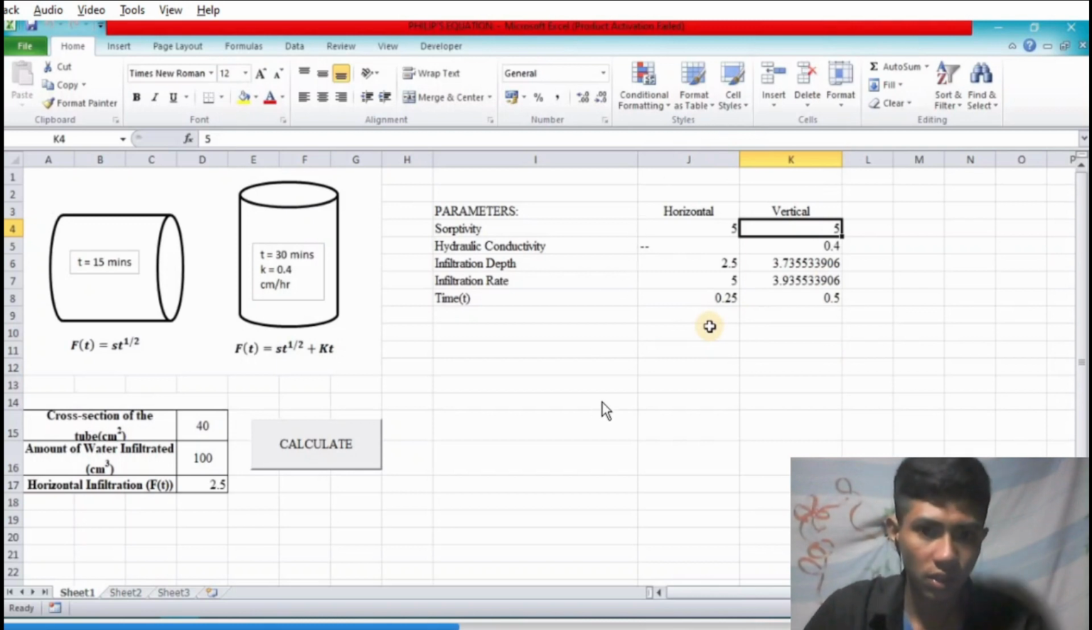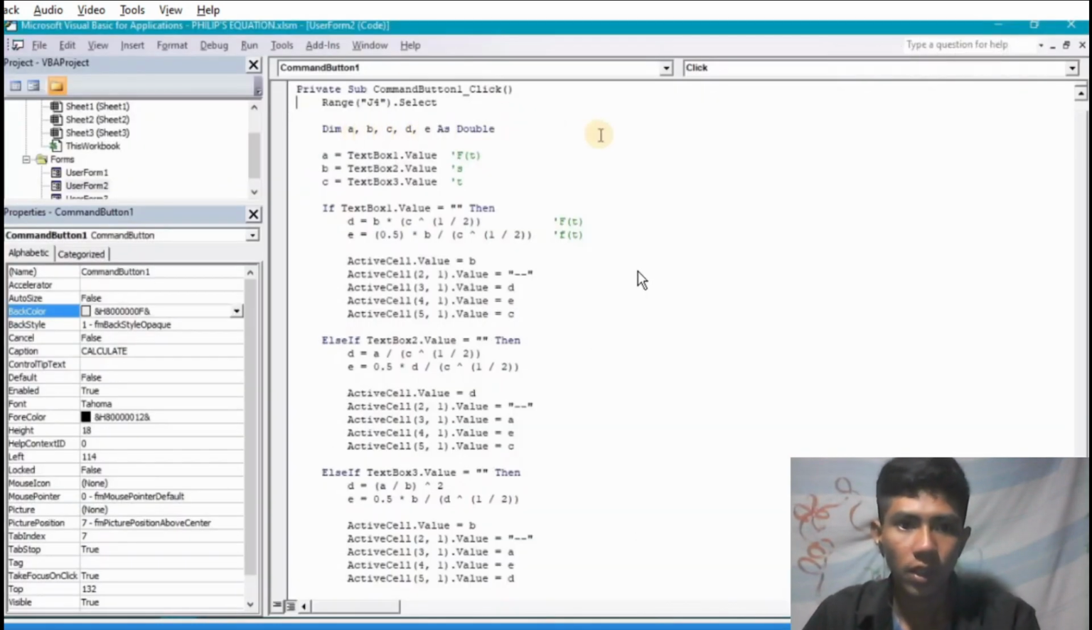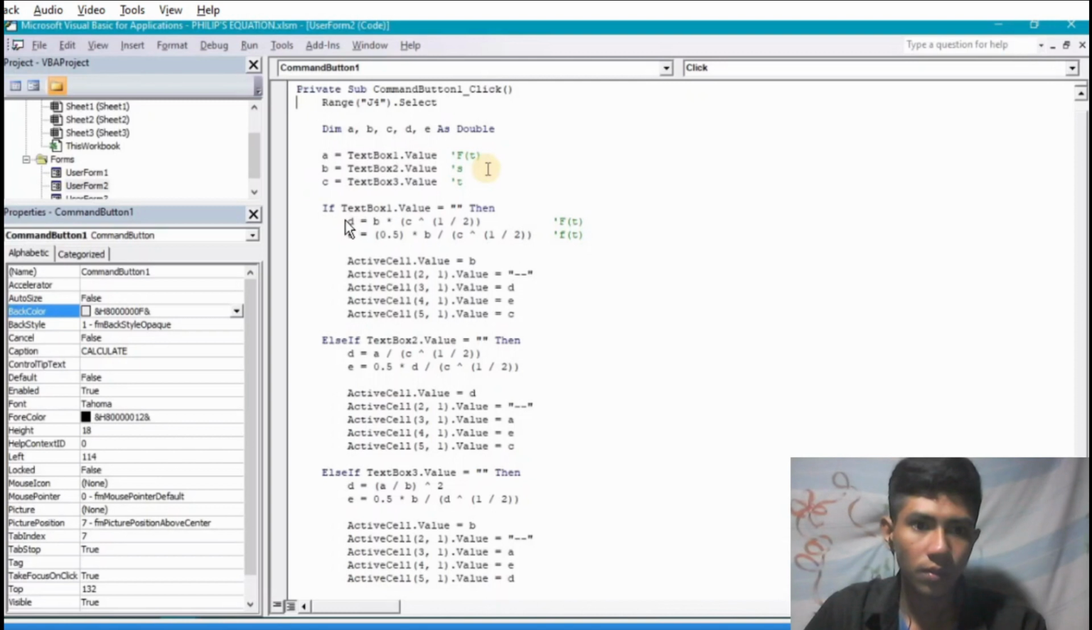Now, time to see the codes of this macro. So, it's easy, simple. Okay, forward. Okay, simple. If you can see, I've used some nested if then, else if.